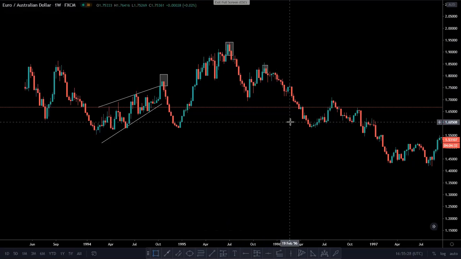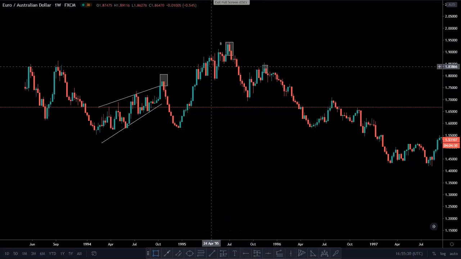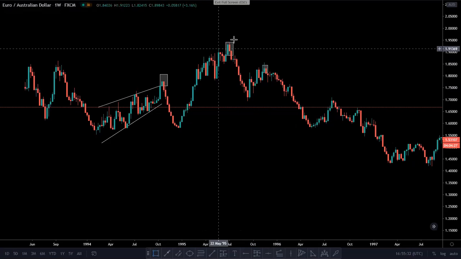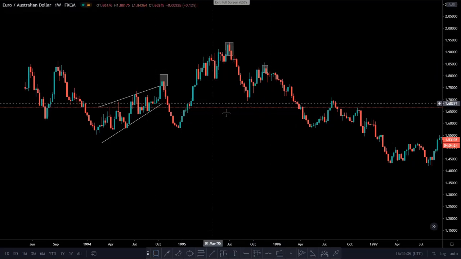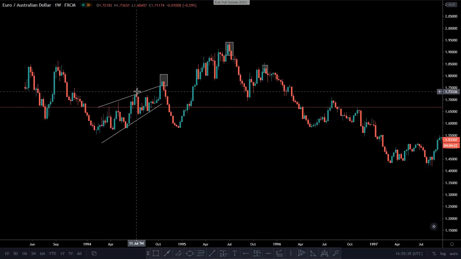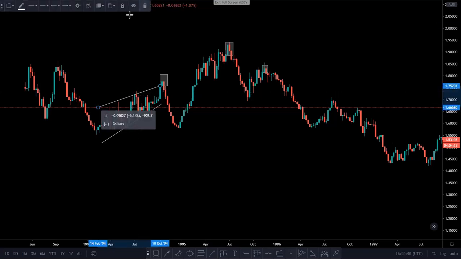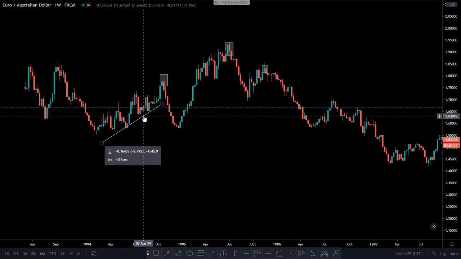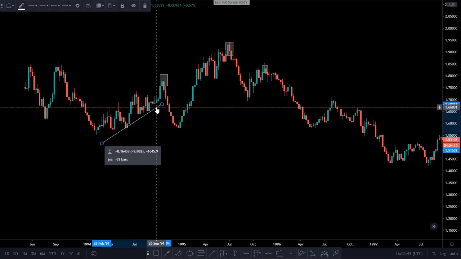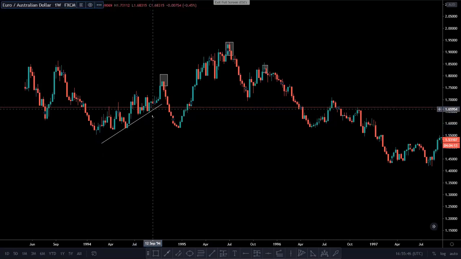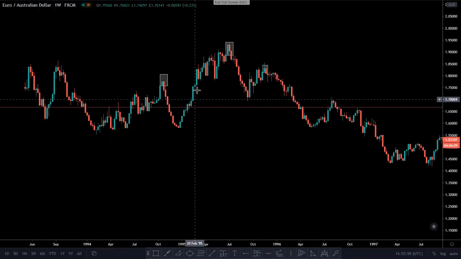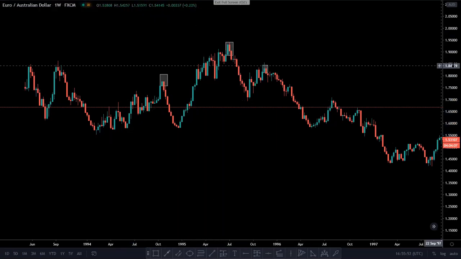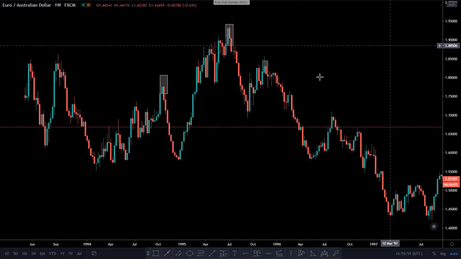Before you know it, you have a head and shoulders. This is the head, this is the right shoulder, this is the left shoulder. Let me remove this. If you close one eye, you'll be able to see this clearly. Let me zoom in.